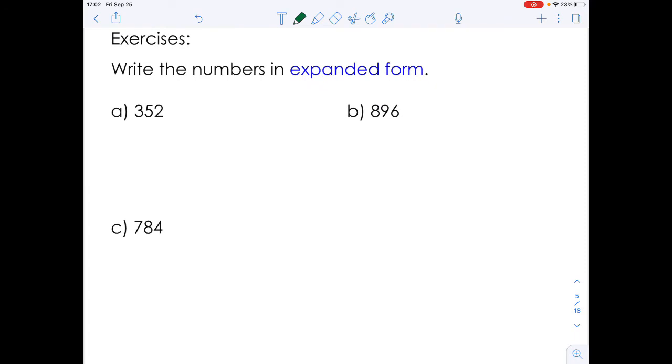Pause the video and come back when you have your answers for these numbers in expanded form. So 352 would be written like this: 300 plus 50 plus 2. 896 would be written as 800 plus 90 plus 6. 784 would be written as 700 plus 80 plus 4.